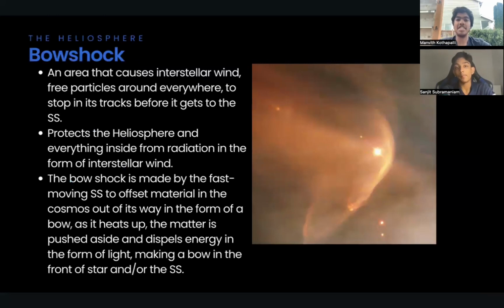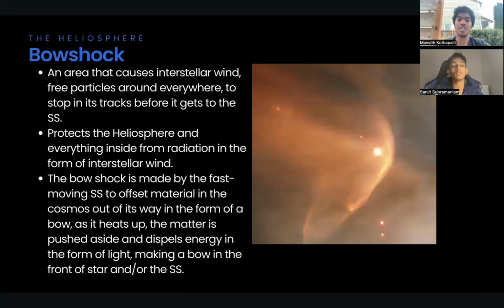So this is an area that causes interstellar wind, free particles around everywhere, to stop in its tracks before it gets to the solar system. This protects the heliosphere and everything inside from the radiation in the form of interstellar wind. The bow shock is made of the fast-moving solar system pushing the material in the cosmos out of its way in the form of a bow.